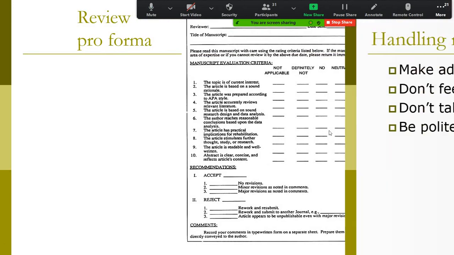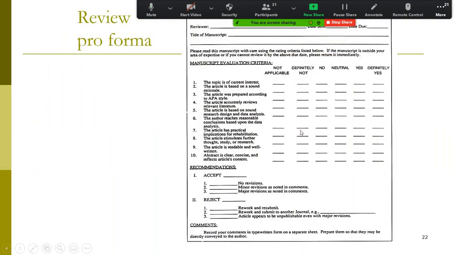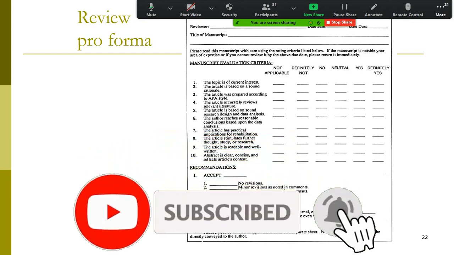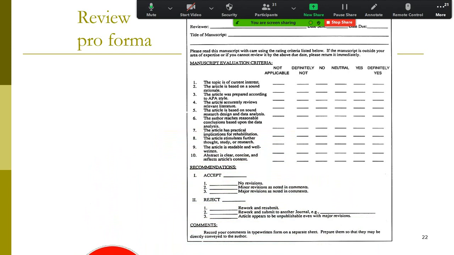So here is a proforma to be used by the evaluators or referees. On the top is the reviewer's name and the date, and then the title of the manuscript, and there will be a scale also. In this proforma, there are 10 points regarding the articles. Different parts of the articles are covered in these 10 points, and for each point you will see a scale also: not applicable, definitely not, no, neutral, yes, definitely yes.